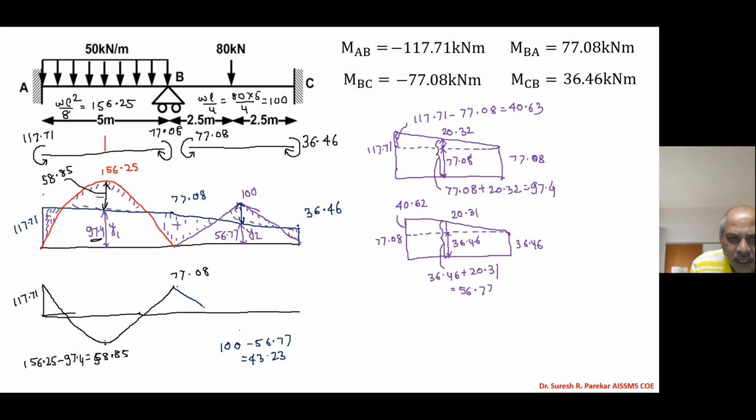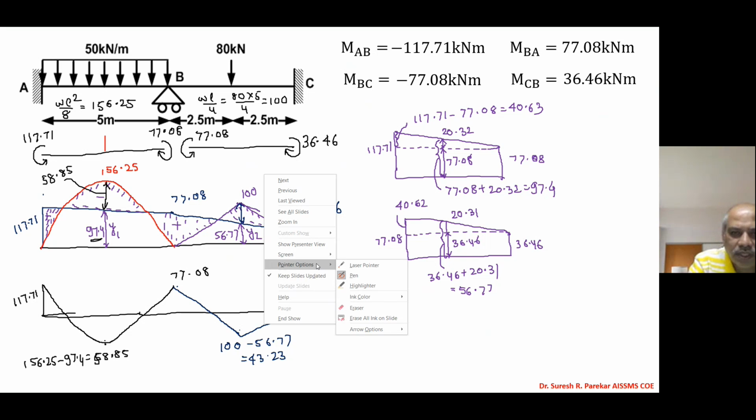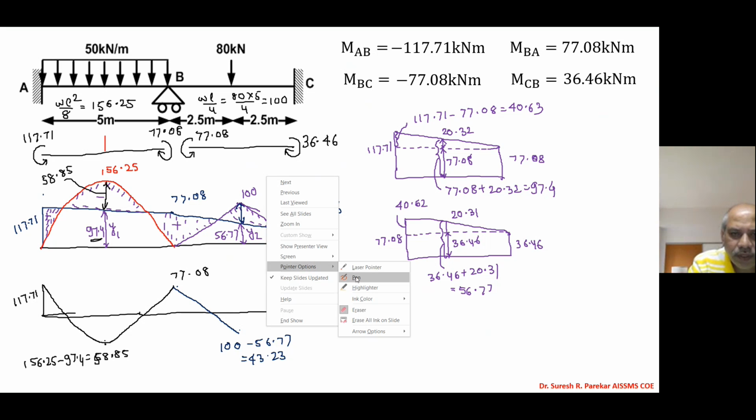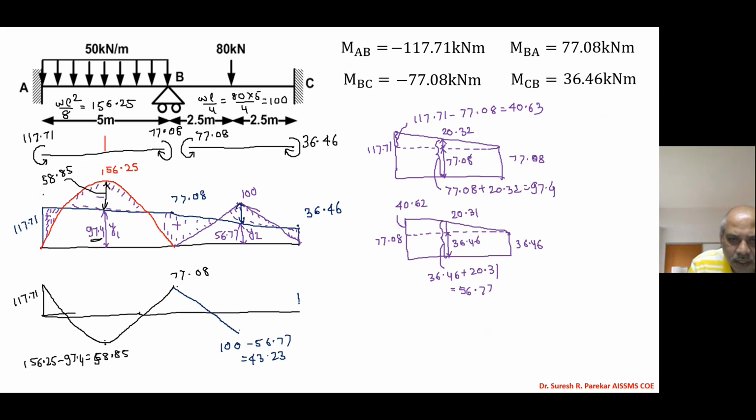Now we have a linear line because a higher polynomial function we have to consider over here. And then we have the value 36.46. So actually we have to take 36.46. So here we have 36.46. And then we will connect this. So this is BMD by superposition. And this is BMD on tension side.